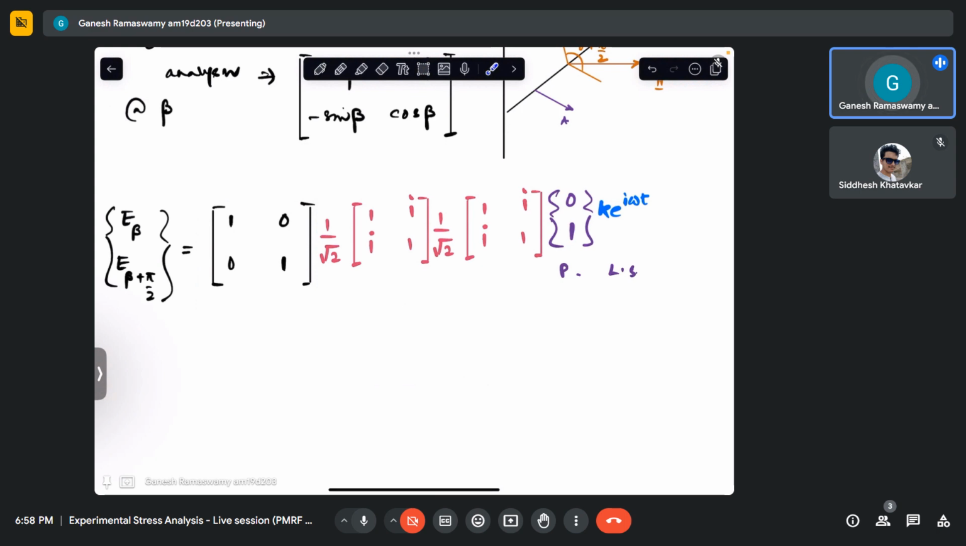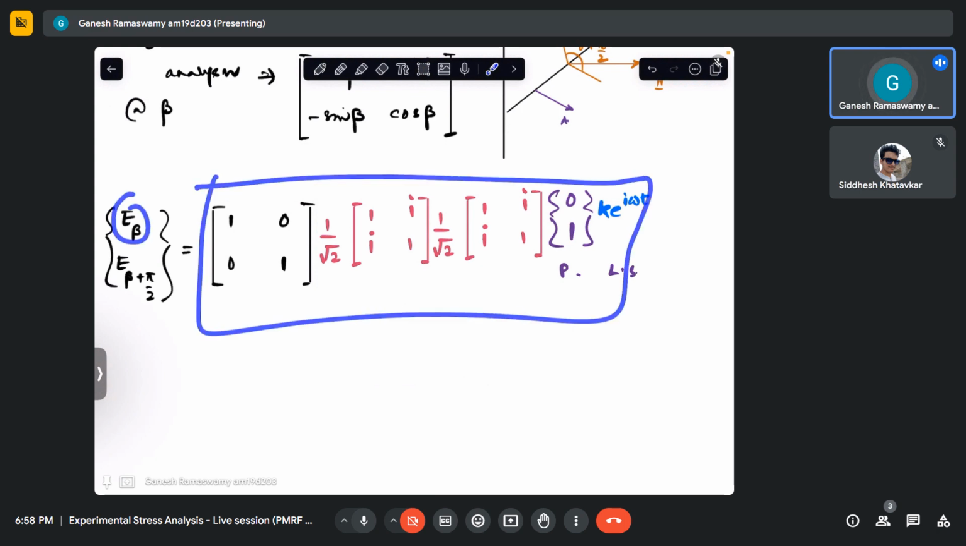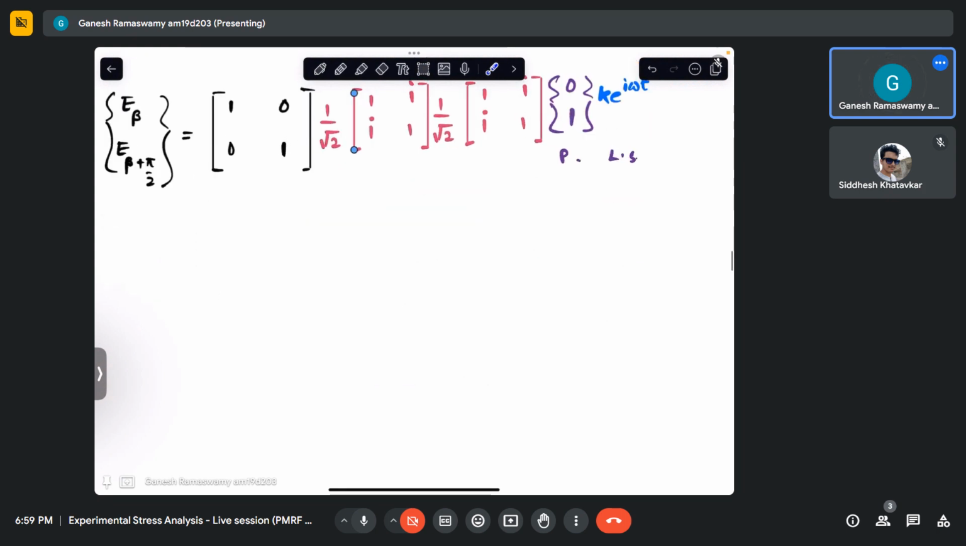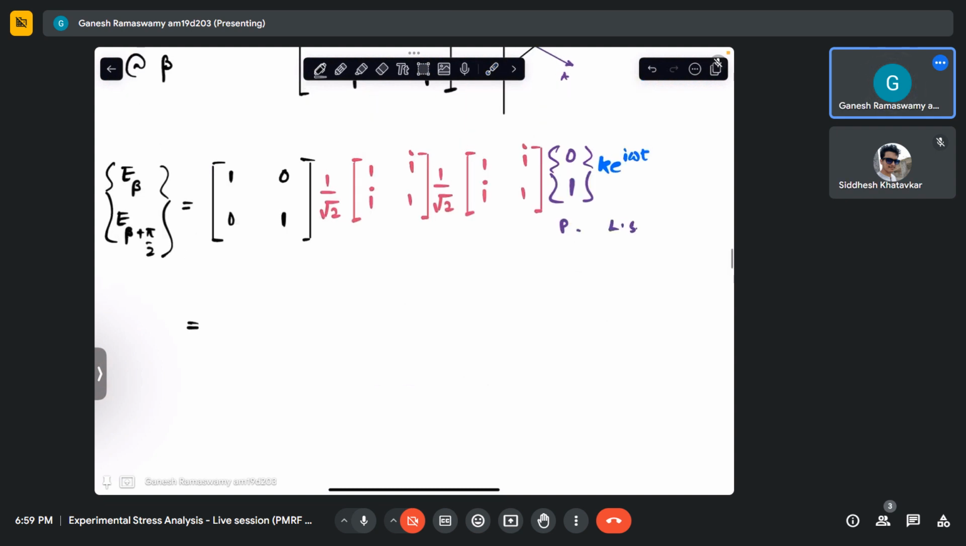My analyzer is at beta, which is 0. So this entire multiplication will actually give me a vector. And I have to read out the x component of that vector to find out what is the output light that is coming. So it is as simple as that. So let us go ahead and multiply this out for the first case.